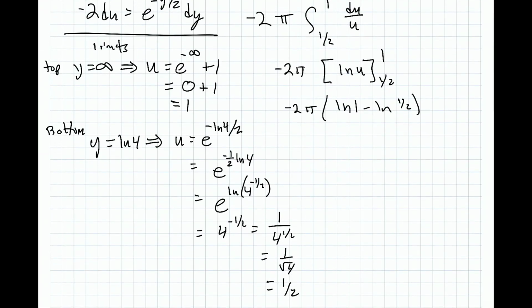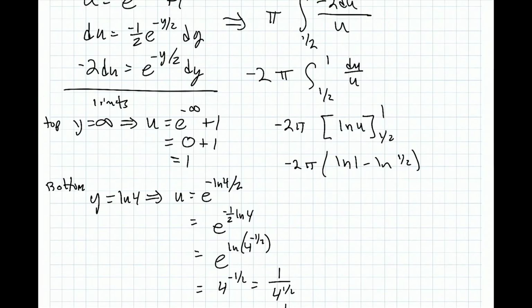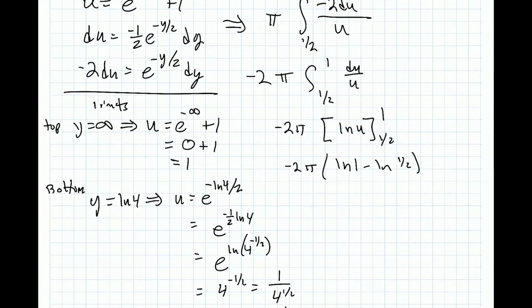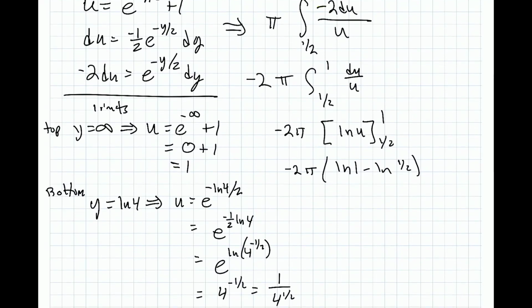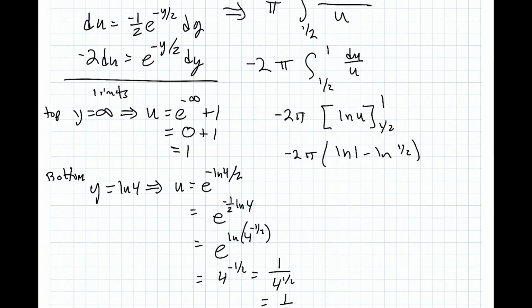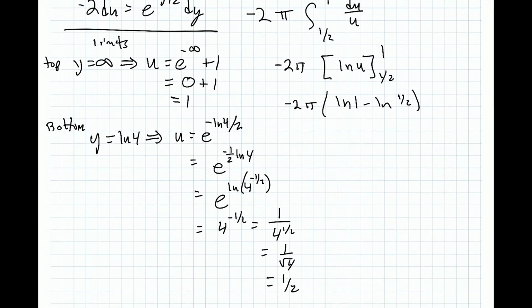Could I have done this limit wrong somehow? It was negative y, which was ln 4. That's right. Over 2. So that's negative 1/2 ln 4. So that's ln 4 to the negative 1/2. Take up this power. Let's cancel. 4 to the negative 1/2. 1 over 4 to the 1/2. Huh.